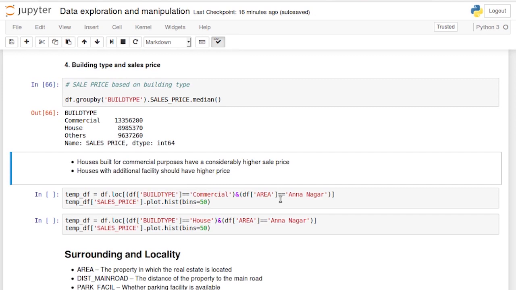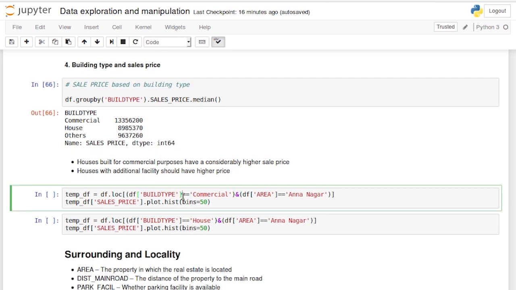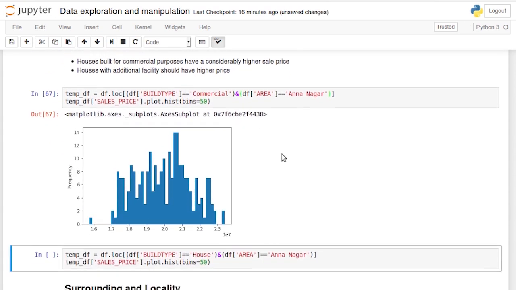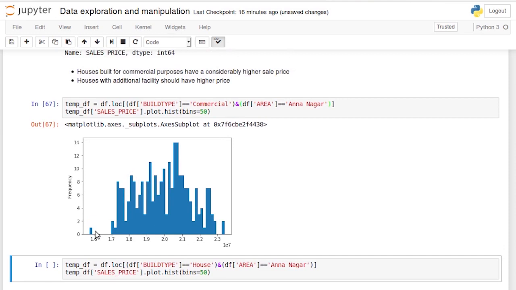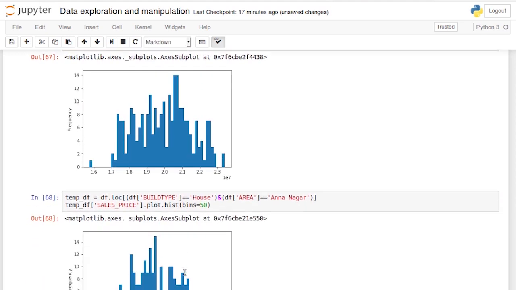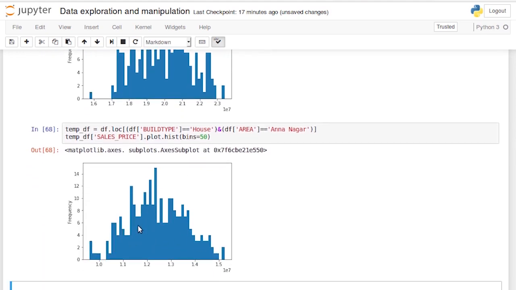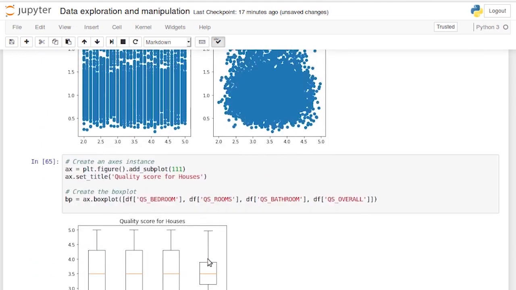Alright, so let's see if the area around the house or the locality of the house also affects the sale price for individual buildings. So first I'm going to try with building type commercial and setting a particular area, Anna Nagar, and let's see the distribution. So we can see that there is almost no house which has a sale price less than 1 crore 60 lakhs, and most of the commercial houses in Anna Nagar have a very high sale price. If we check the same for the building type house, then we can see that most of the houses do have a high sale price, but it's still less than 1.5 times 10 to the power 7, of course. So that's all about the house related features.